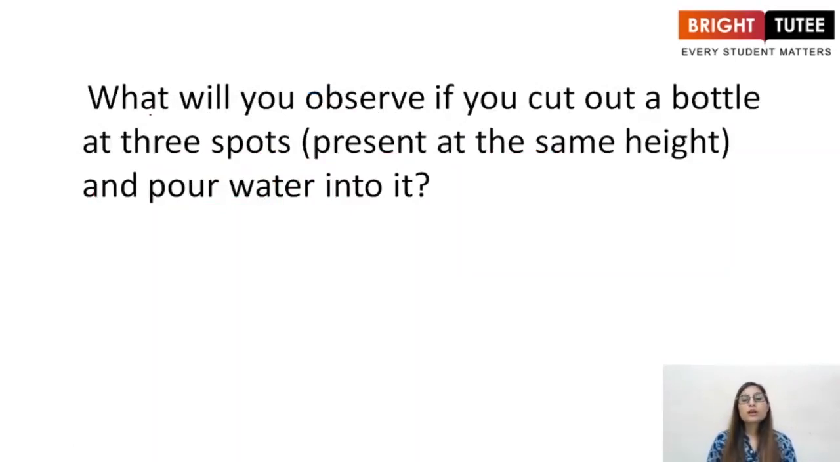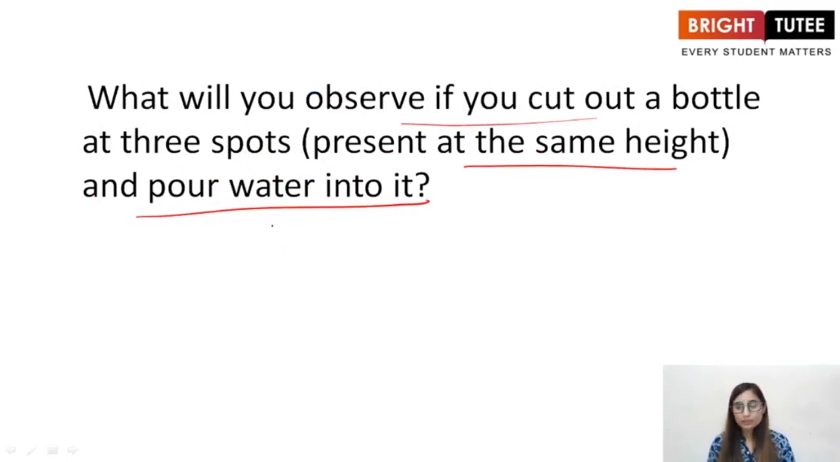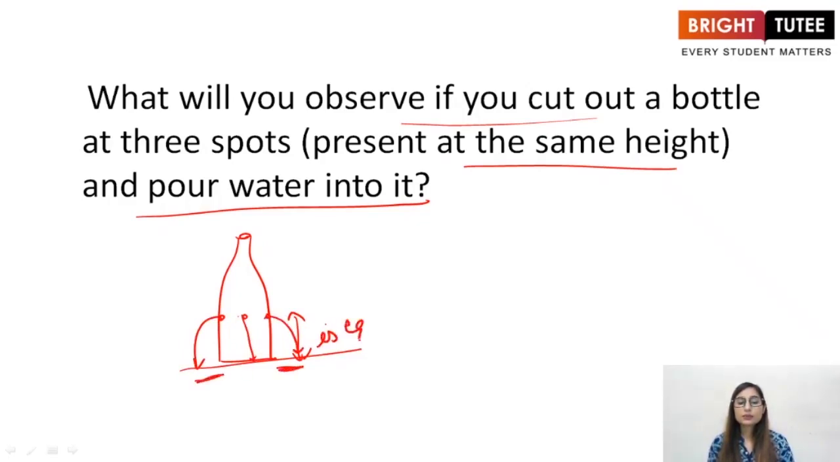Next question. What will you observe if you cut out a bottle at 3 spots present at the same height and pour water into it? Basically, you have a bottle and you have chosen this height. The first hole is here, second hole is here, and third hole is here. When you cut out 3 holes at the same depth from the ground, what do you see? The water falling from the bottle falls at the same distance. This distance and this distance is equal.